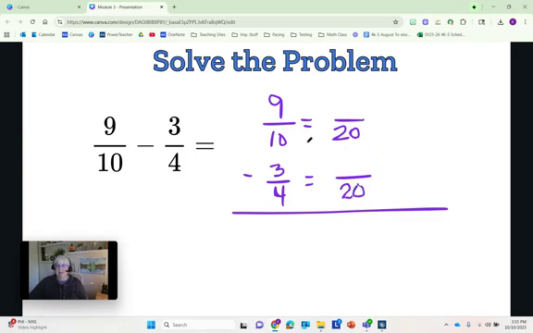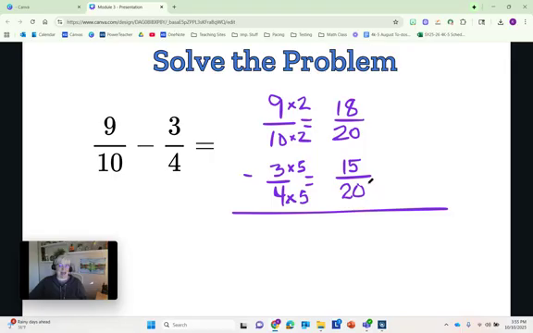All right, to go from 10 to 20, we multiply 10 times 2. If I do that to the bottom part of the fraction, I need to do the same to the top. Multiply by 2 again. 9 times 2 is 18. To go from 4 to 20, I multiplied 4 times 5. That means I need to multiply 5 to the top part of my fraction. 3 times 5 is 15.